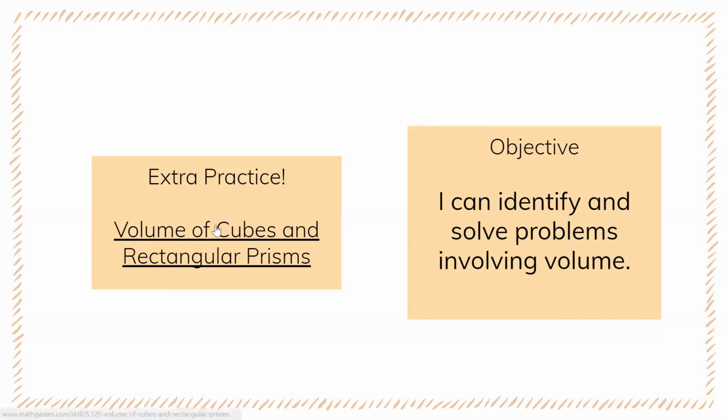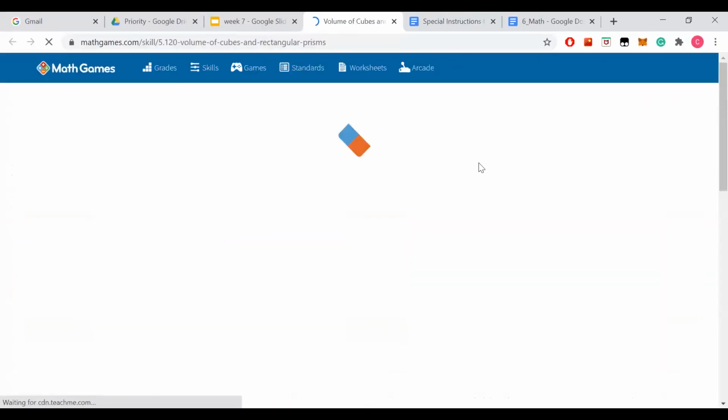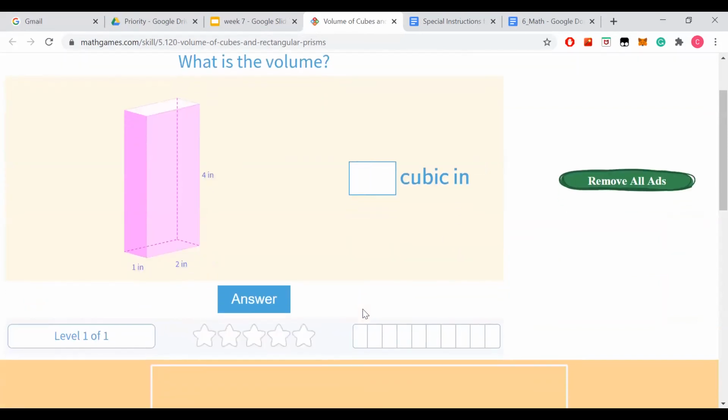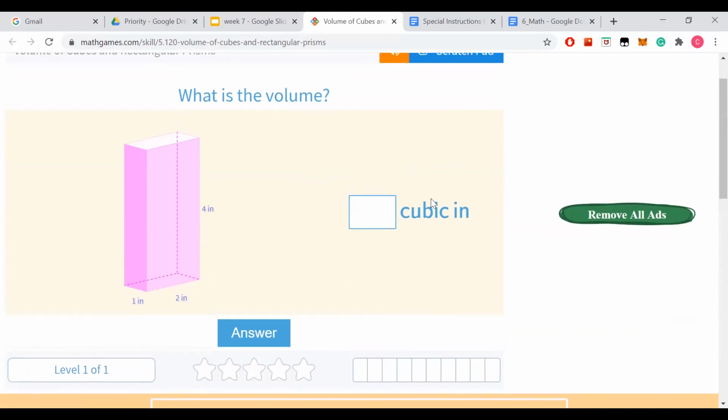So I found this great extra practice game for you guys here. Once it loads, it is going to ask you for the volume. So we know this one is going to be a rectangular prism. Our length for this is going to be 2 centimeters shown on the bottom. Our width is going to be 1 centimeter shown on the side, and our height is going to be 4 centimeters. So when I plug all those numbers in, my length being 2, my width being 1, and my height being 4, when I multiply all those together, I'm going to get the answer of 8. So I'm going to type in 8 here and then check my answer.